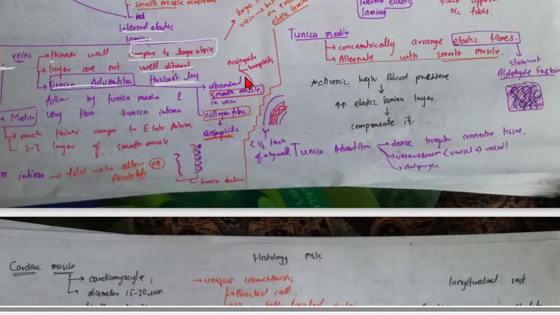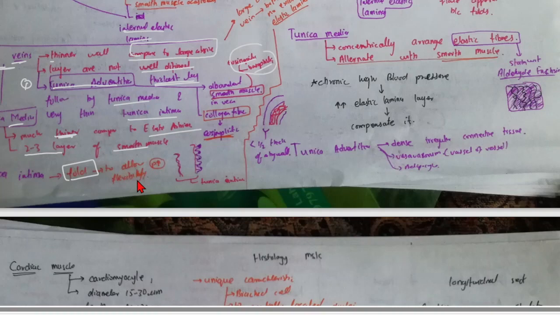It may appear eosinophilic and basophilic, because smooth muscle is present in it. Another layer is the tunica media. After the tunica adventitia there is the tunica media and tunica intima. The tunica media is much thinner compared to the arteries. The vein media is thinner than the artery media, and it has 2 to 3 layers of smooth muscle: this is the first layer, this is the second layer, and this is the third layer. The tunica intima has folds.